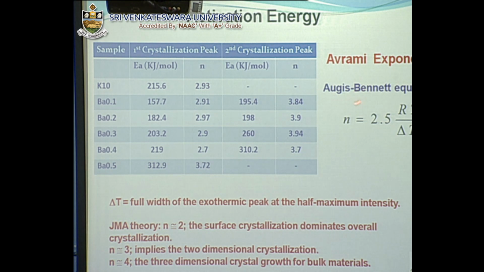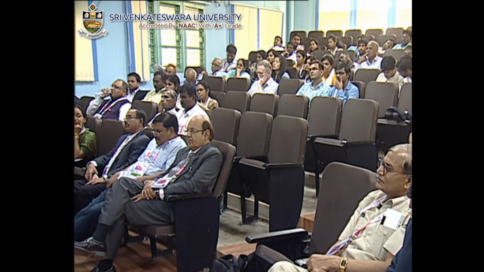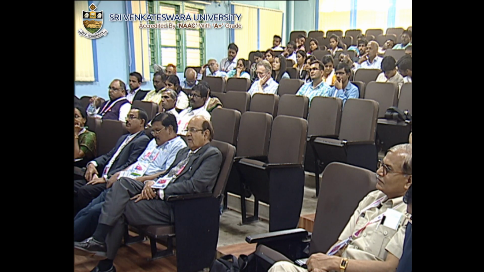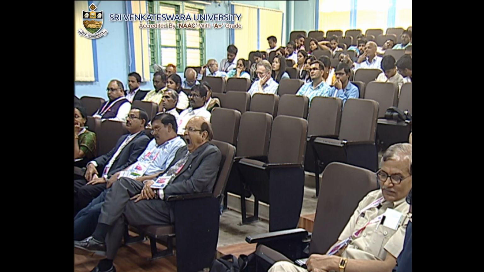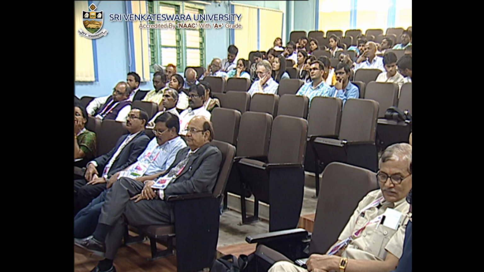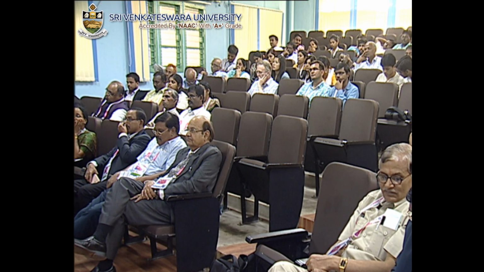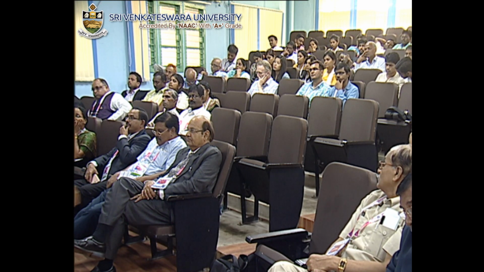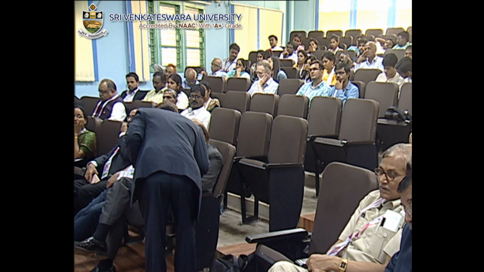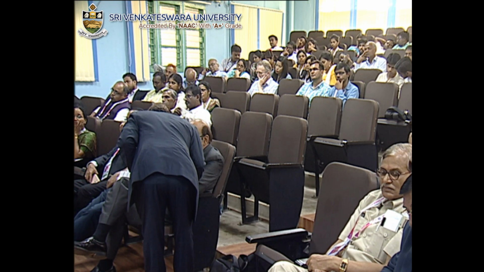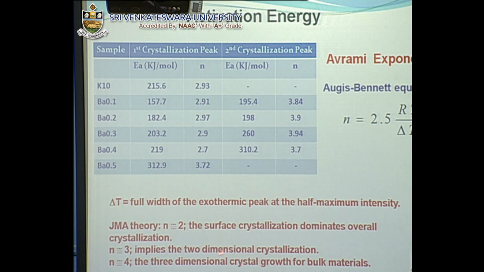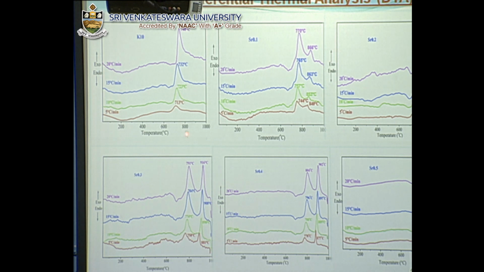The Avrami exponents are calculated using the Augis-Bennett equation, and the Avrami exponent indicates the nature of crystallization of the material. If n is 2, it indicates that surface crystallization dominates. If it is 3, it implies two-dimensional crystallization. And if it is 4, it indicates three-dimensional crystallization going into the bulk of the material. Now here, similarly, for the strontium fluorphlogopite glass batches, the detailed curves.